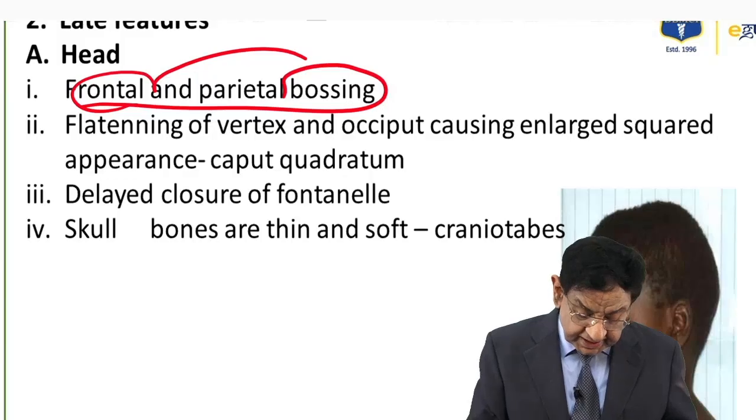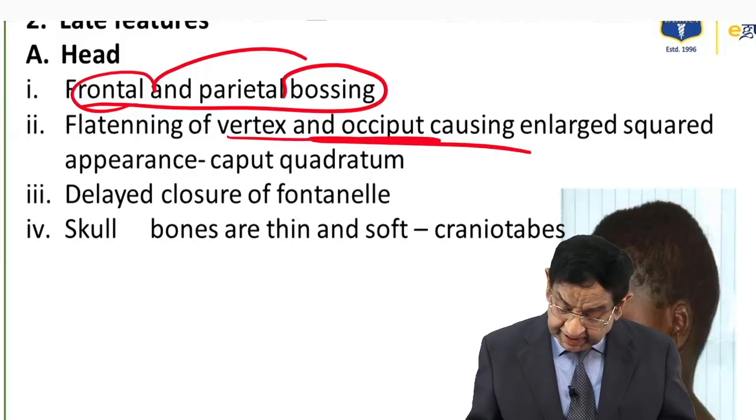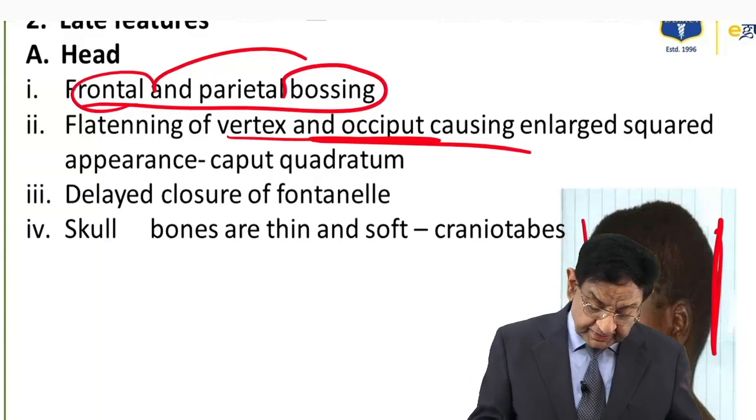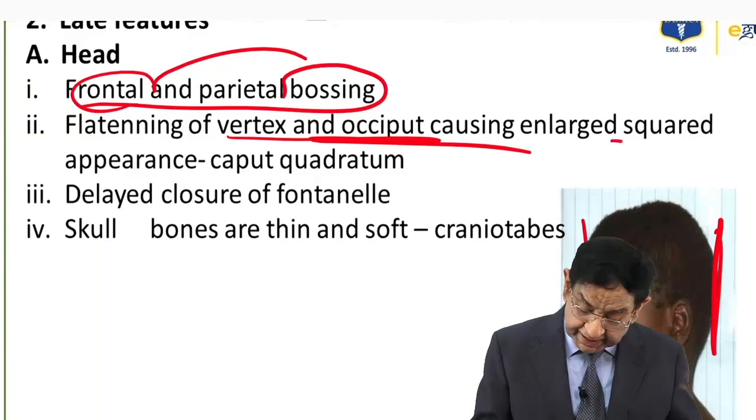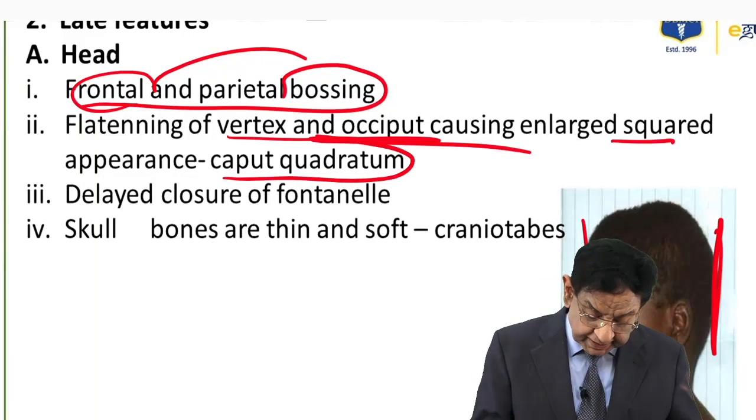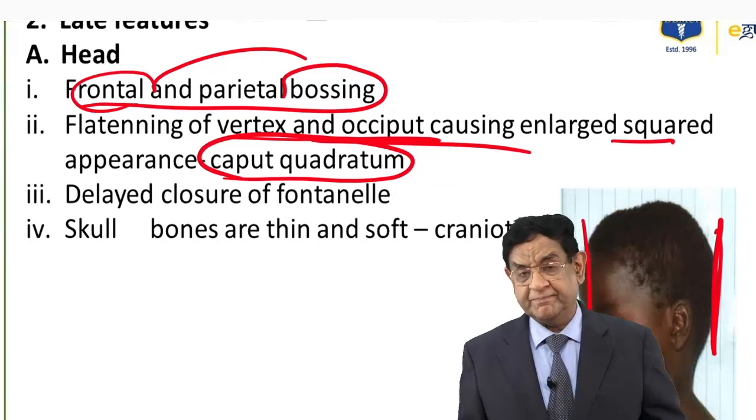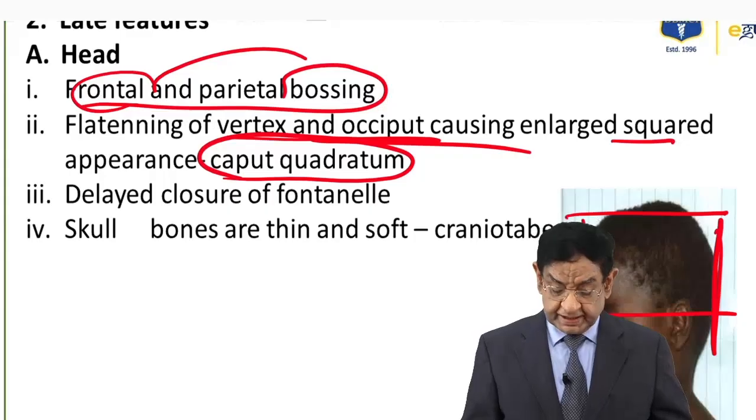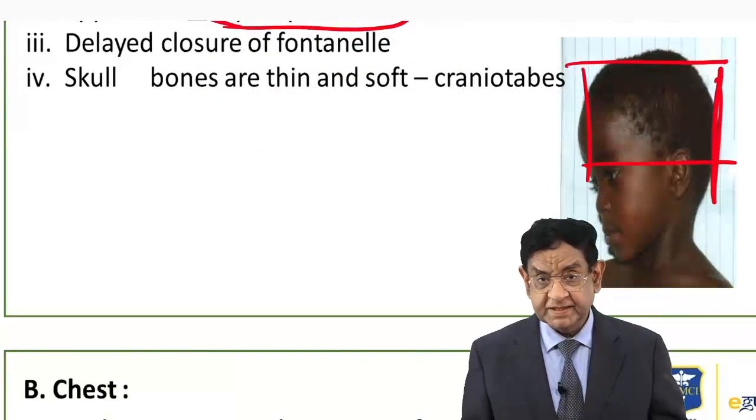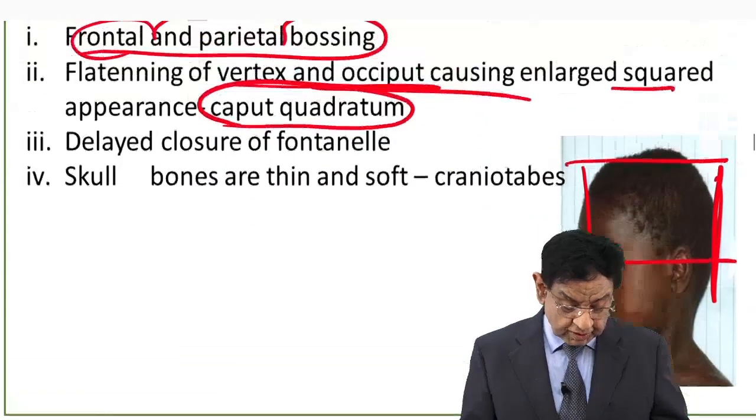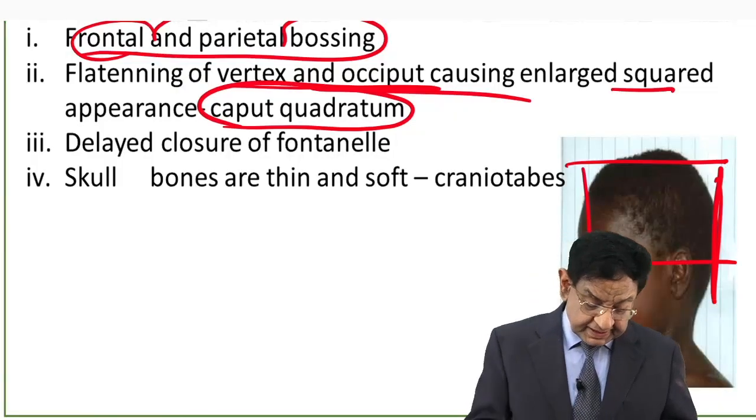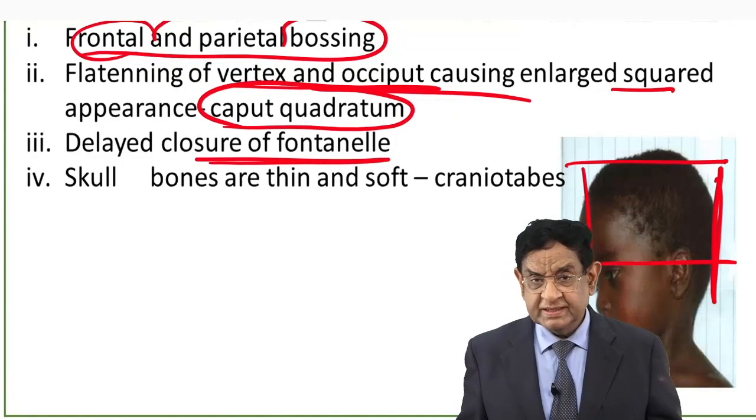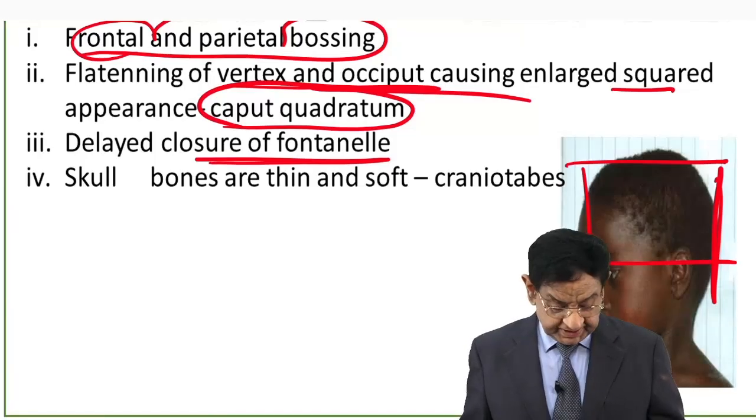Vertex and occiput flattening becomes flattening, so it gives rise to a square appearance, so-called caput quadratum. You can see a square type of appearance is there. Caput quadratum. Delayed closure of the fontanelle, a very, very important point, again indicates vitamin D deficiency.